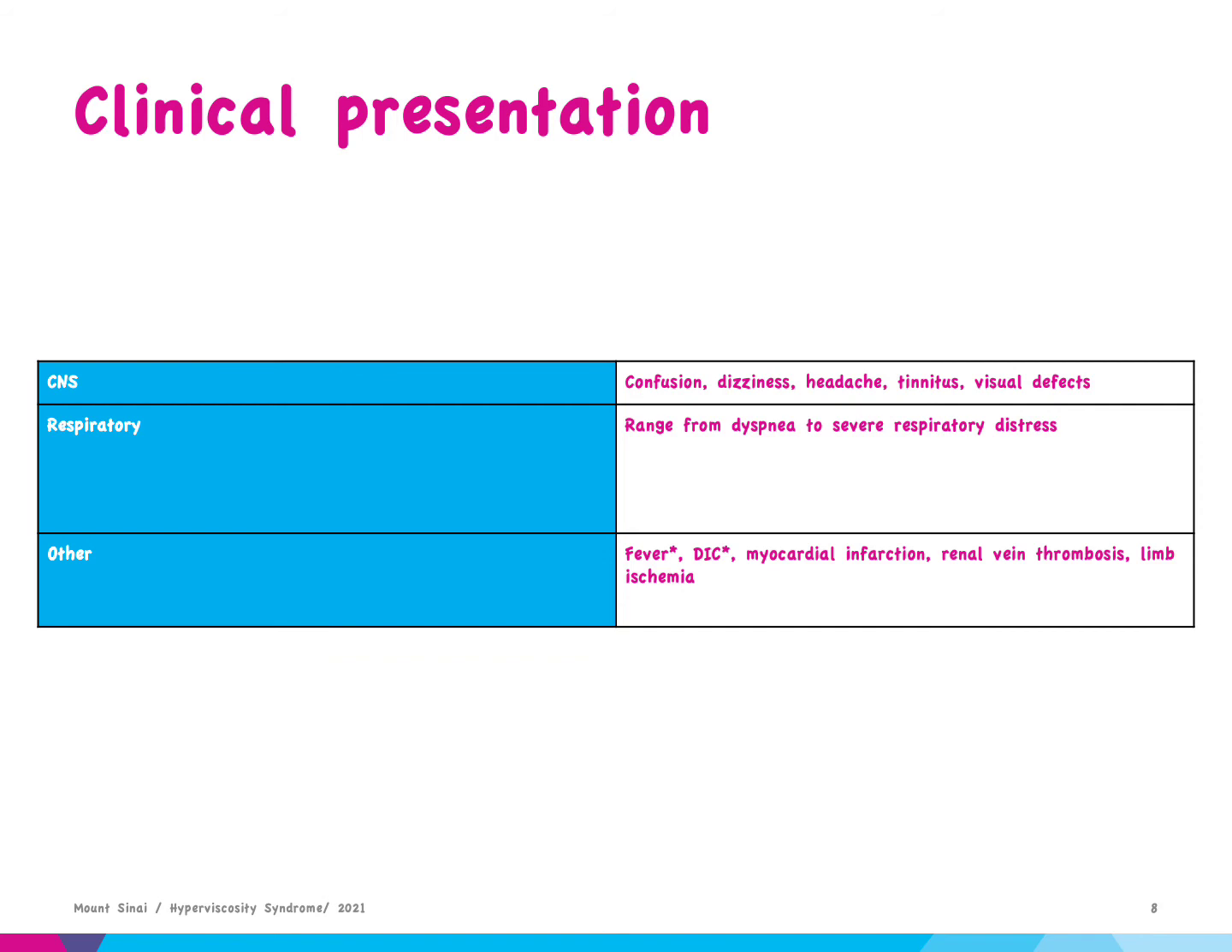Fever and DIC, I marked them with an asterisk just because they're a lot more characteristic of leukostasis as opposed to hyperviscosity syndrome, likely because of the cytokine involvement. You also have a lot more hypercoagulability as well, especially if it's secondary to APL.